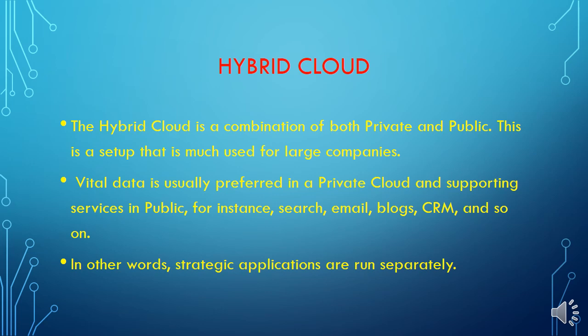Hybrid cloud. As the name suggests, it's a combination of both private and public. This is a setup that is much used by large companies. Critical data is usually preferred in a private cloud, and supporting services such as search, email, blogs, customer relationship management, and so on are in public. In other words, strategic applications are run separately. The strategic applications will be handled by the topmost management of the enterprise.